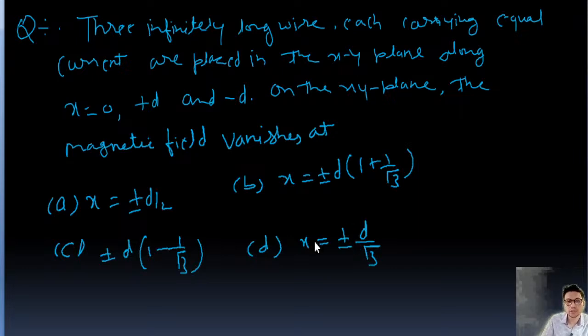Very good question. Question is: three infinitely long wires each carrying equal current are placed in the xy plane along x equal to 0, x equal to d and x equal to minus d. On the xy plane the magnetic field vanishes at. We need to find the point where the total magnetic field because of these 3 wires will be 0. That's what it is asking. What is the magnetic field vanishes at?